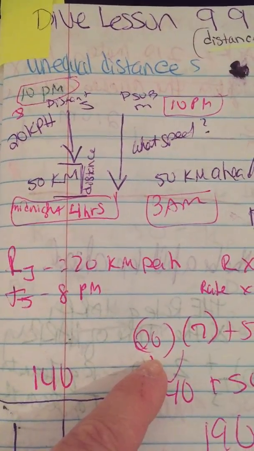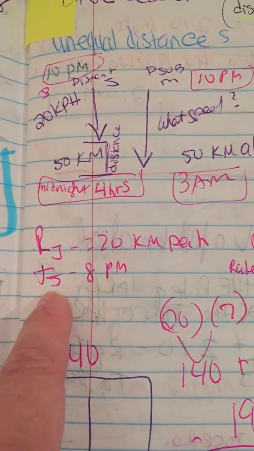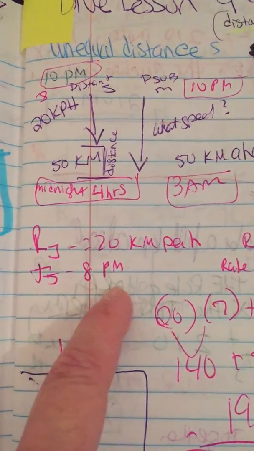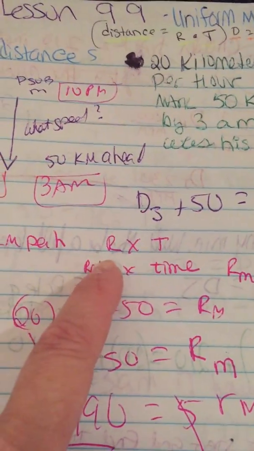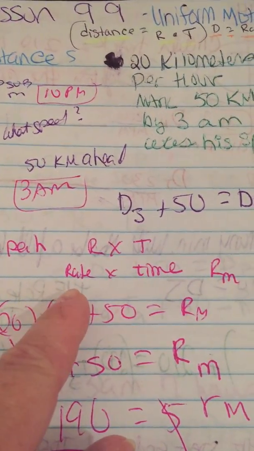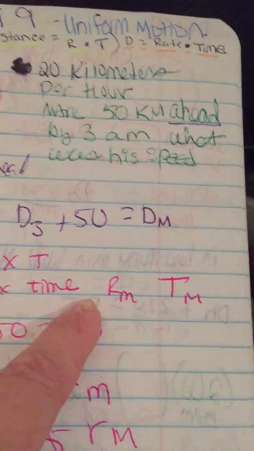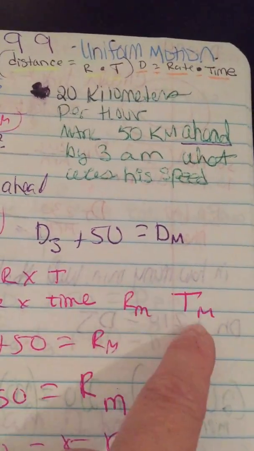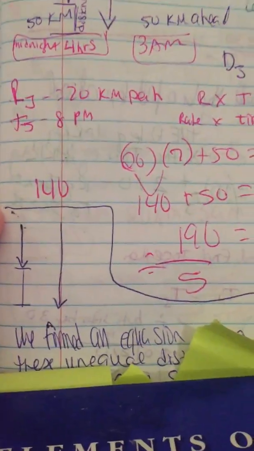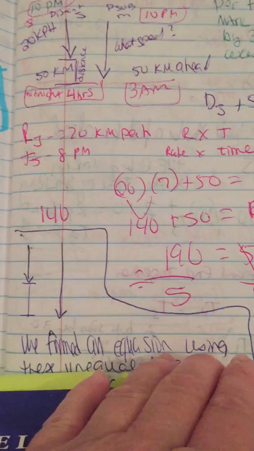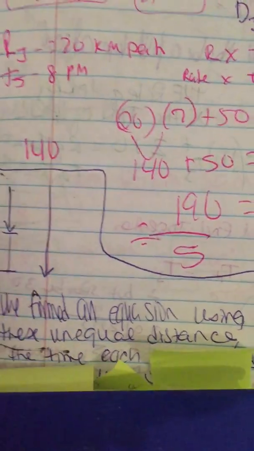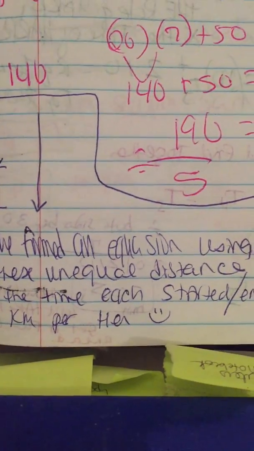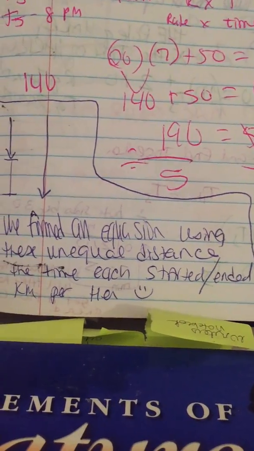r sub j equals 2 kilometers per hour, and t sub j equals 8 p.m. So this is the rate and time of the j person. So rate times time, r sub m, the rate and time of the m person. So we are finding an equation for these unequal distances, by the time that they each started and ended.